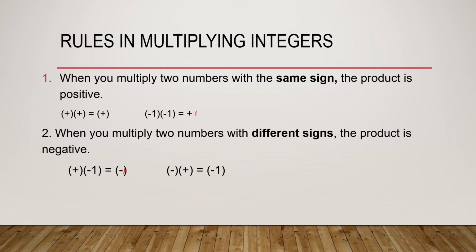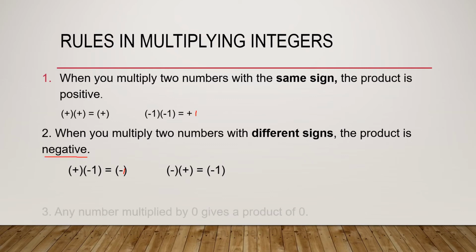Then we have negative times positive, that's negative. Okay, what's that? The rule is when you multiply two numbers with unlike signs or different signs, the product is negative.